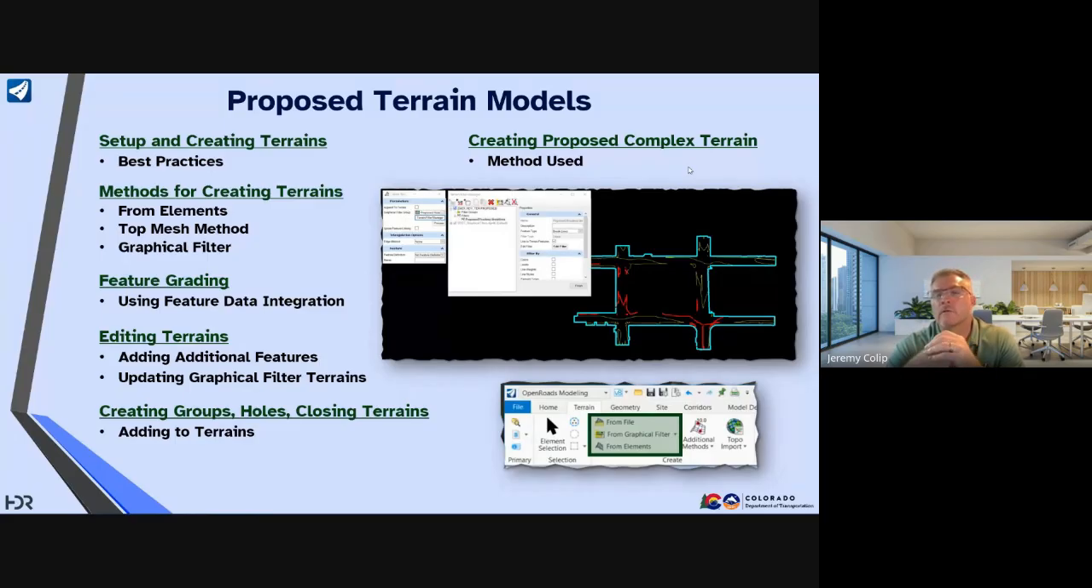because at the end of the day, even for information only, we're doing an XML for those proposed terrains, sending those out with the deliverables as well. Even though they are for information only, we're still creating them. They're still going out. So as far as best practices, I think those are the big key takeaways at the beginning of setting up a terrain.